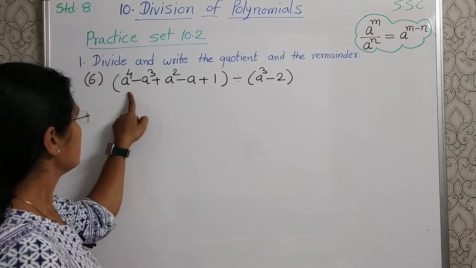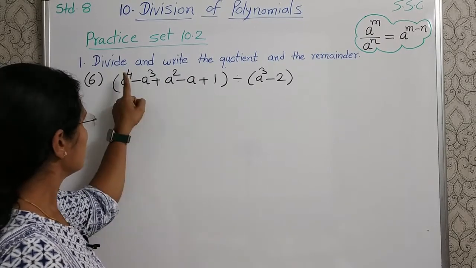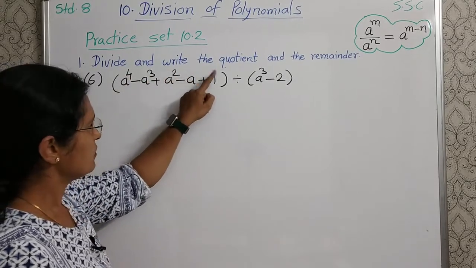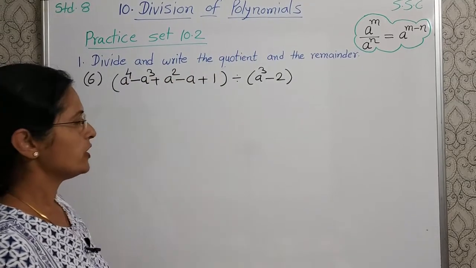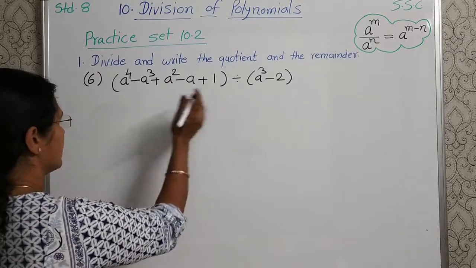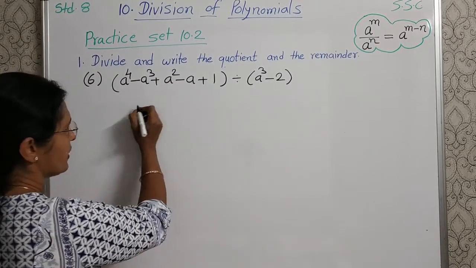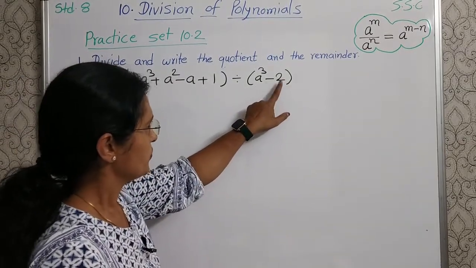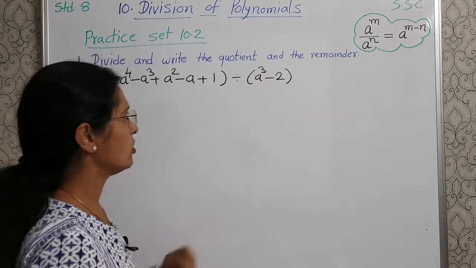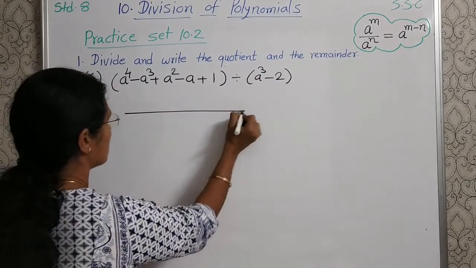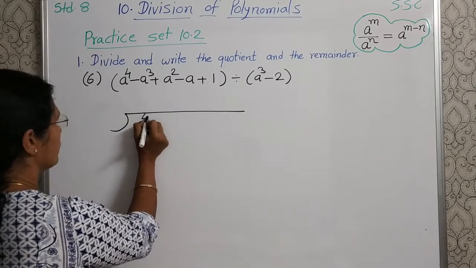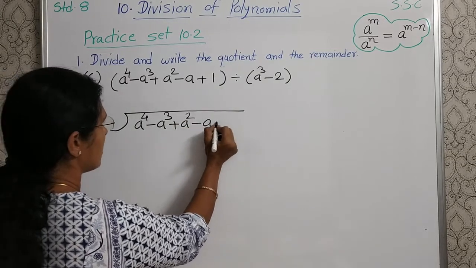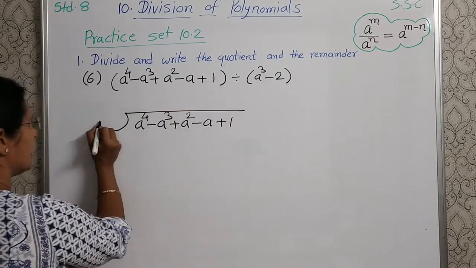In the dividend, the terms are in the descending order of their indices: 4, 3, 2, 1 and here 0. So we need not rearrange it. It is already arranged in the descending order of their indices. And in the divisor also, a cube minus 2, these terms are also arranged in the descending order of their indices. So write here a raised to 4 minus a cube plus a square minus a plus 1 divided by a cube minus 2.